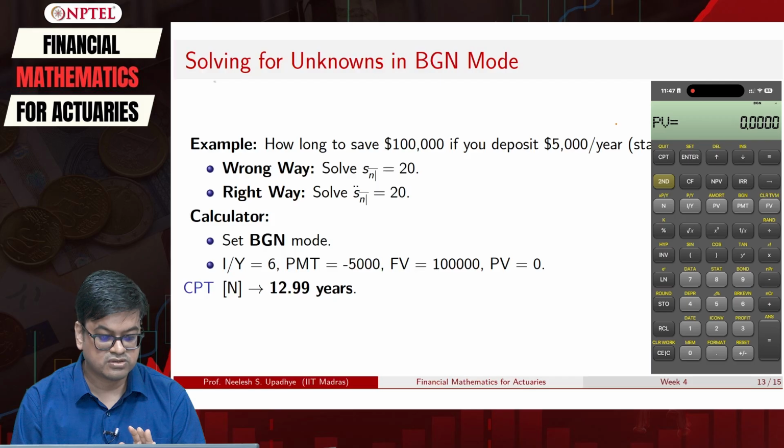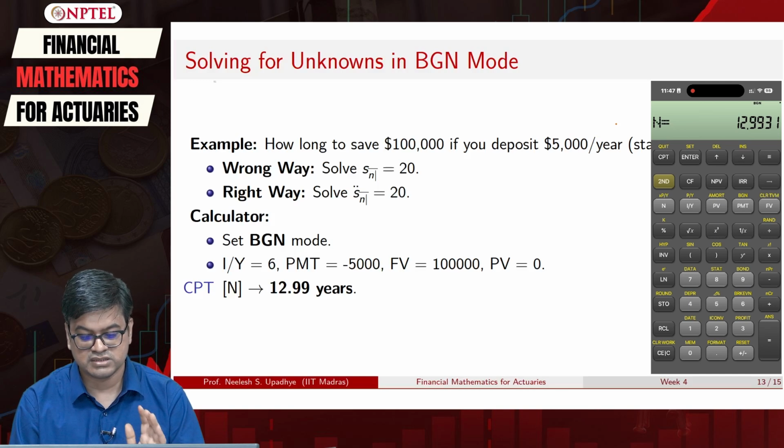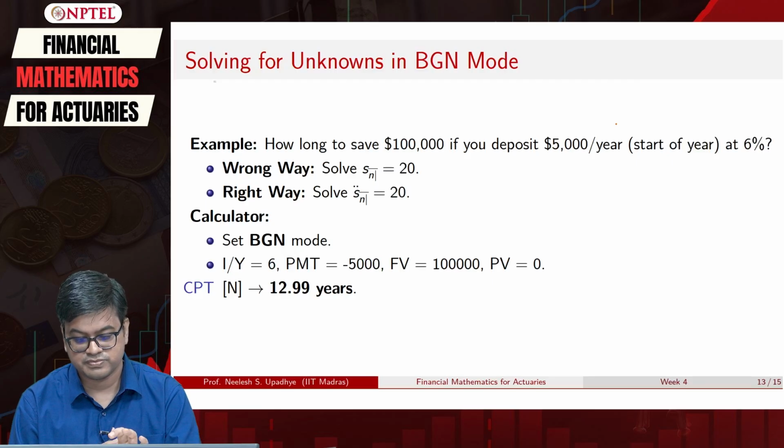Now what is not calculated is the number of years. So I will press compute and I will press N. You can see the answer is 12.9931. That's my answer to this question. And we have successfully shown how to use the BGN mode.